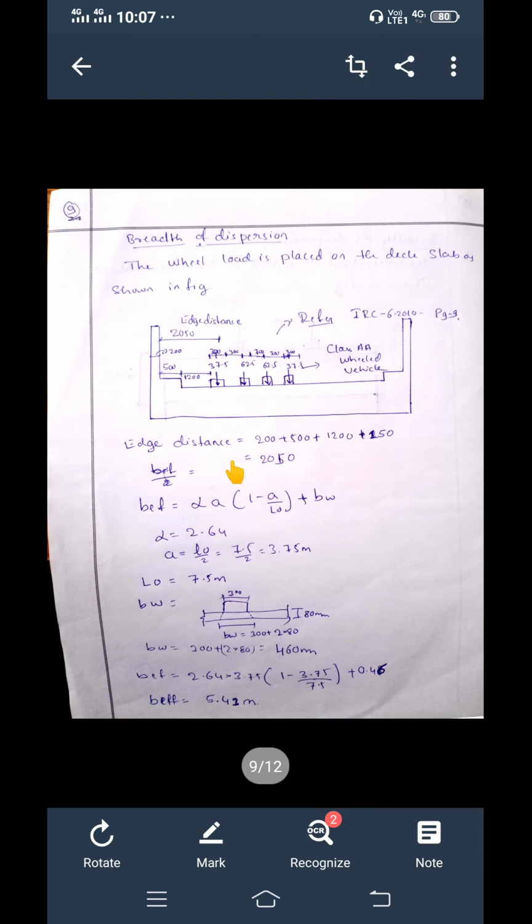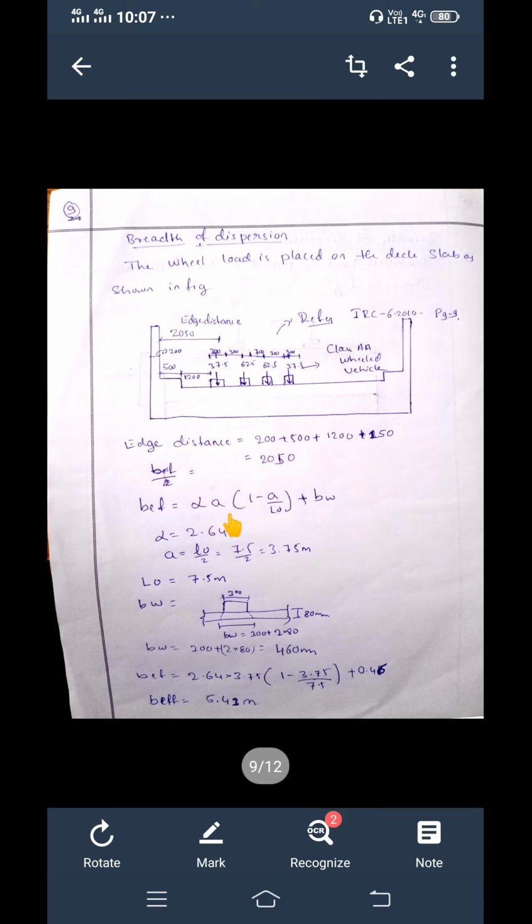Here, each wheel has a different loading. The outer wheel has 37.5 tons, meaning 375 kilonewton. The middle is 625 kilonewton, and this one is also 625. Again the outer one is 375 kilonewton. This is the IRC Class A wheeled vehicle. You can refer to this figure in IRC 6, page number 9. So we have found the edge distance.